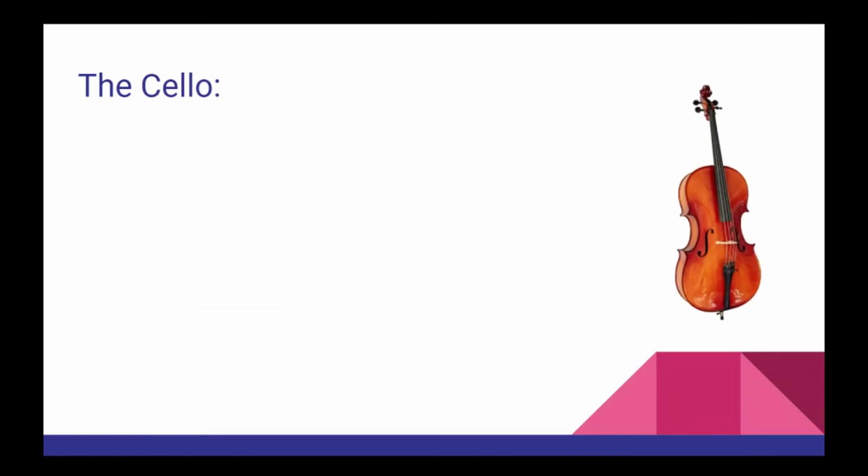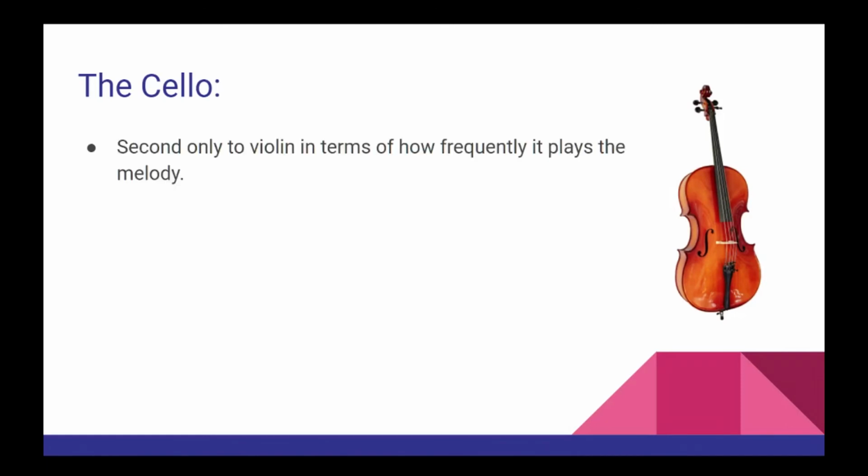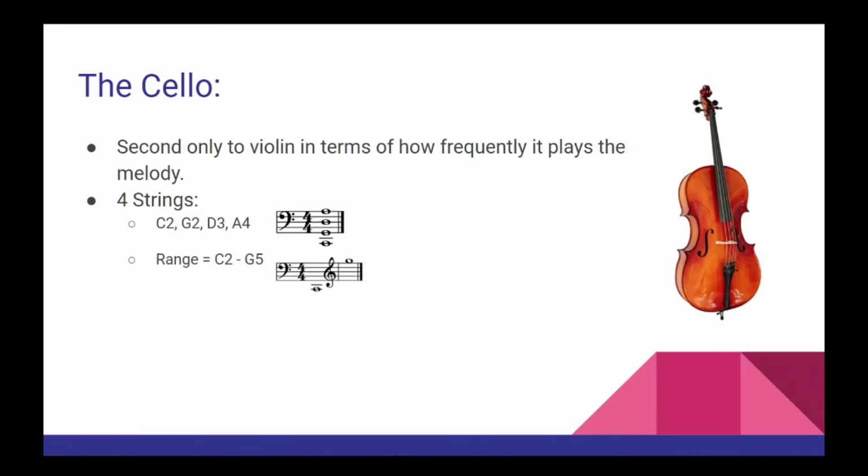Next to the violin, the cello is probably one of the most frequently used melodic voices in the string section. It has 4 strings, which are each tuned a perfect fifth apart from each other, and each, coincidentally, are an octave lower than the viola's strings. We have C2, G2, D3, and A4. It has a pretty impressive range of C2, or the C 2 octaves below middle C, all the way up to G5, or the G at the top of the treble clef. So in other words, it pretty much has command of the entire bass and treble clef.